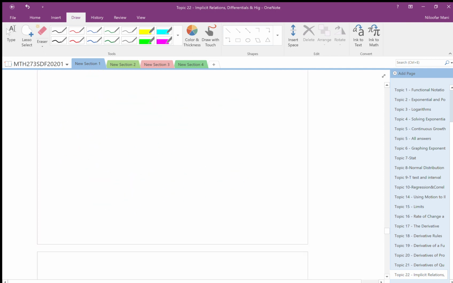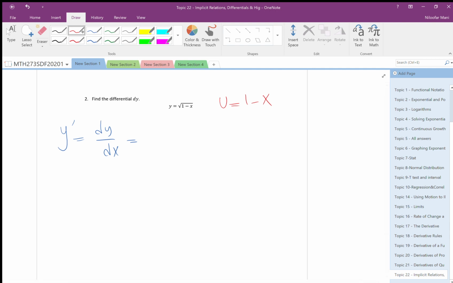Okay, how about here? Here it's the same, so I do y prime equal dy over dx equal. Do I have u here? Yes, this is my u. I have u equal 1 minus x. I have something under the radical, so I have to do 1 over 2. So y equals 1 minus x to the power 1 over 2, and this is u, so it is 1 over 2 times 1 minus x to the power minus 1 over 2 times the derivative of the inside.